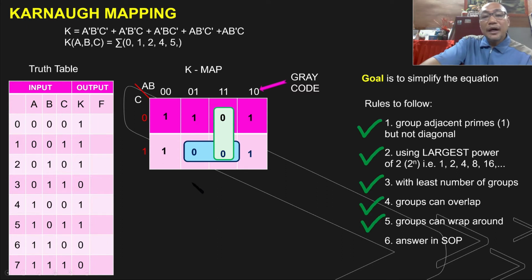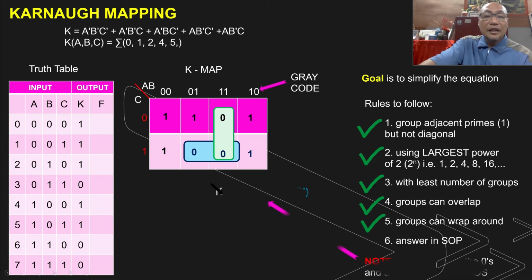We tried to group adjacent primes, okay, but this time it's the 0s. We did not group diagonally but only vertically and horizontally. We tried to group using the largest power of 2, equivalent to 2 raised to 1, which is equal to 2. The number of groups that we produce is the least number of groups, which is only 2 groups. If we individually group them, the tendency is there will be 3 groups and we'll be violating rule number 2. Number 4 is also used, that the groups overlap together. There is no problem with number 5 because we don't need to wrap it around.